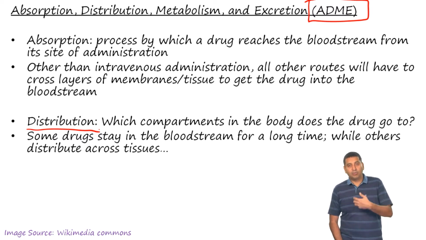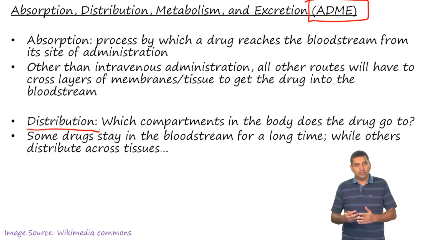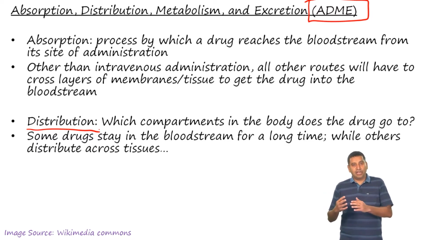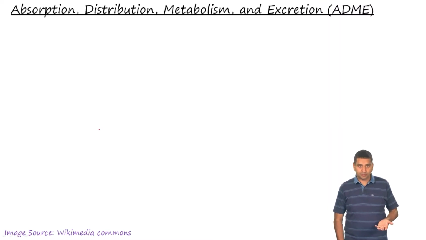because once we get a compound into the clinic, there is a large variation among the patients, and there is also large variation in the size of the person and other parameters about the individual. So, therefore, optimizing for distribution is very important.